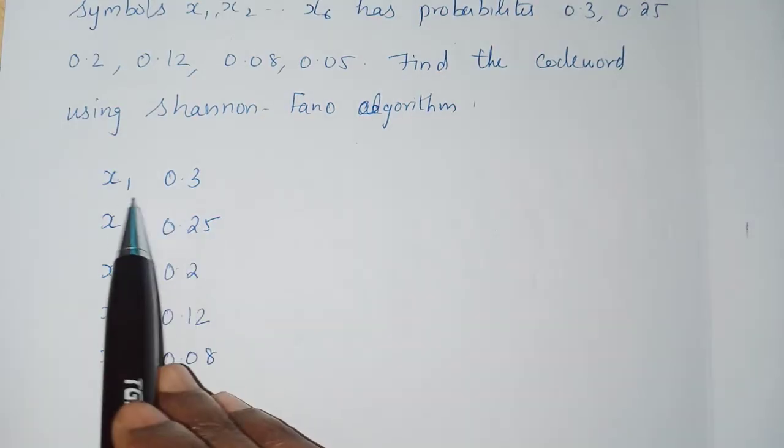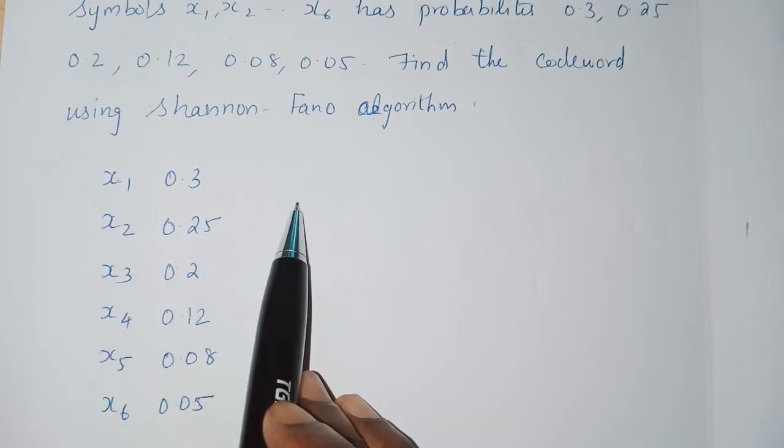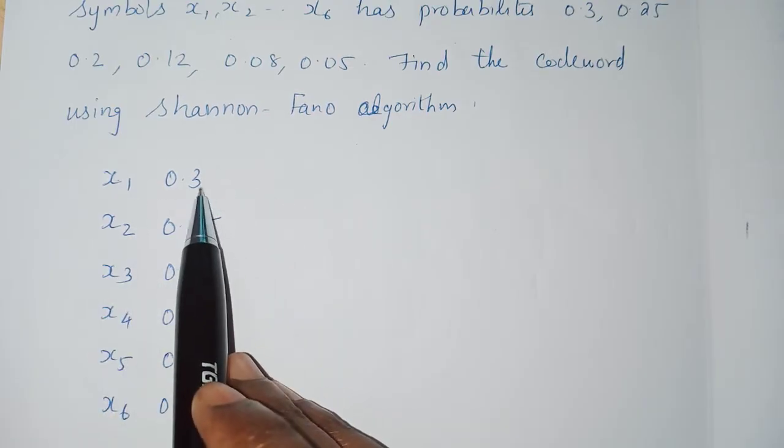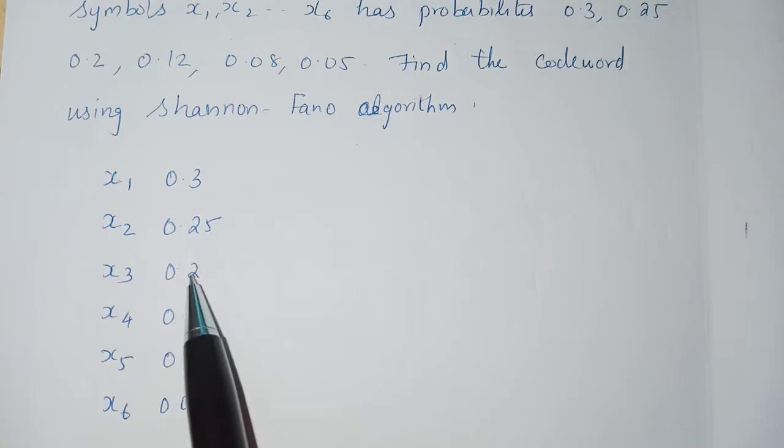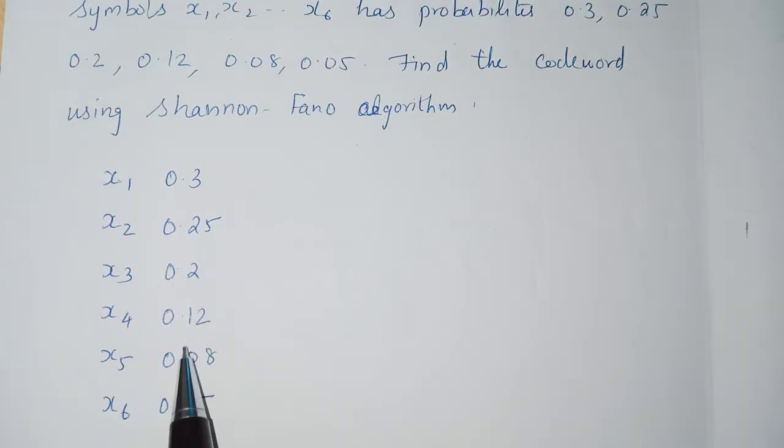If we divide it here, if you put a division here, the one side will be 3. If you just add this together, 0.25 plus 0.2 is 0.45. Then again, 0.45 plus 0.12 is 0.57.